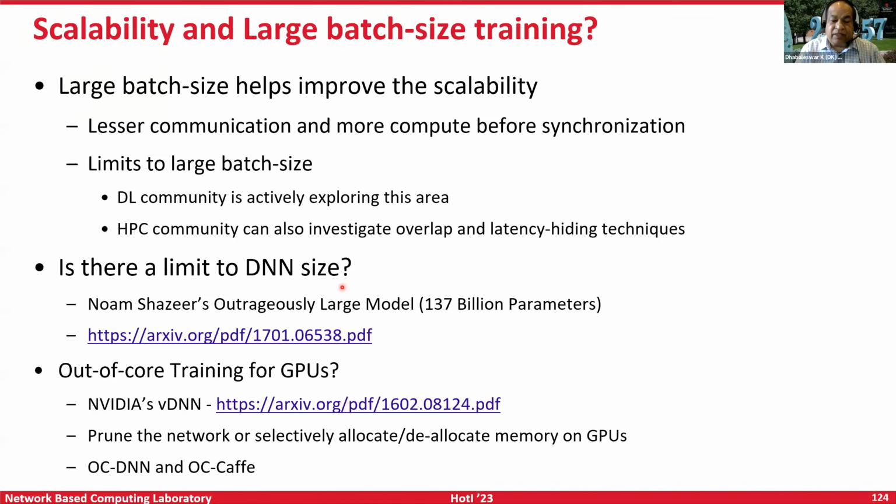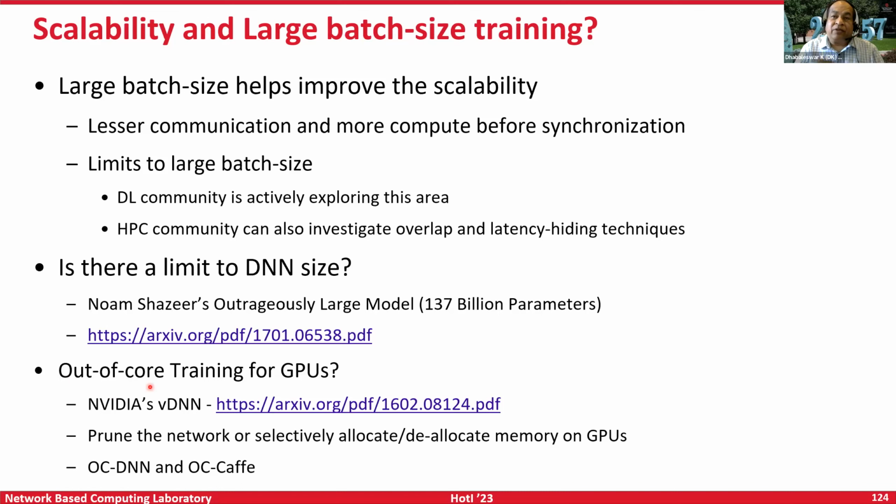So then gradually what we are seeing is the DNN sizes are increasing. Really large models here, if you see this pointer, it has 137 billion parameters. Of course the training is very important here, but many times the data sets are also becoming very large and the models are also becoming large. So you cannot fit it into a single GPU. So this is leading to a new research direction called out of core training.